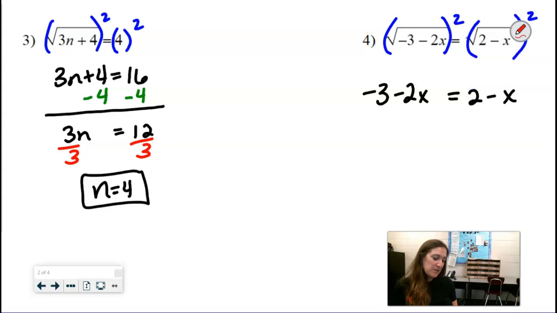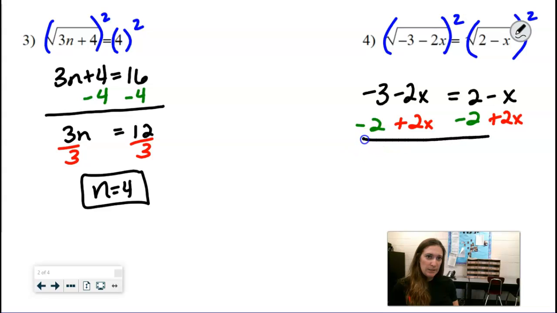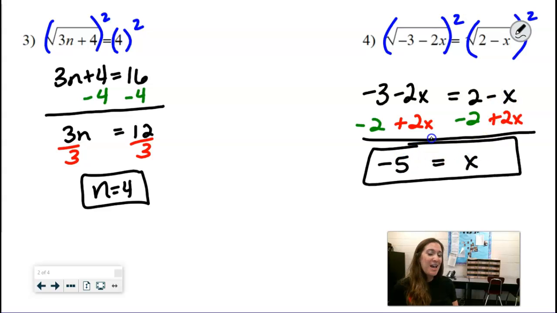So now you do have a couple of steps on this equation to solve, but we're going to be able to handle this one. I'm going to add 2x over to the right side. And then I'll subtract 2 to the left side. And I end up with negative 5 equals x. Yes, it's backwards, but it still works.